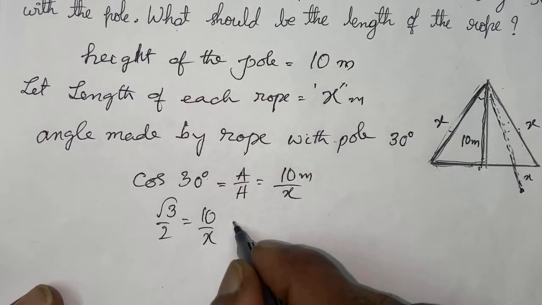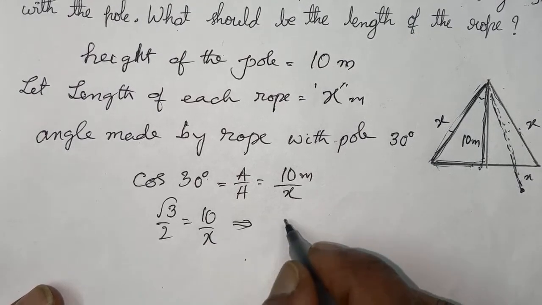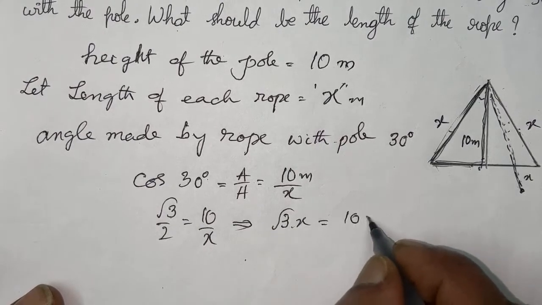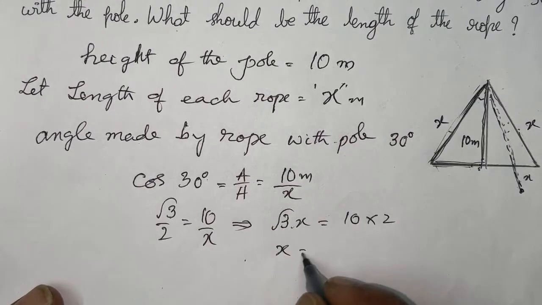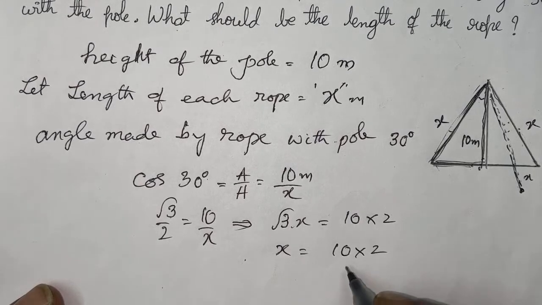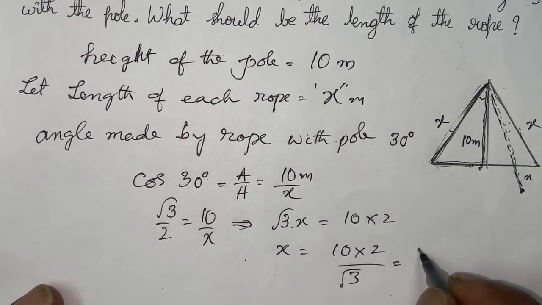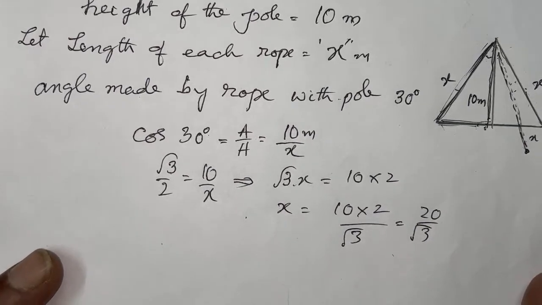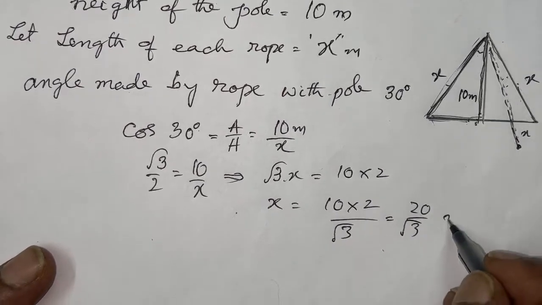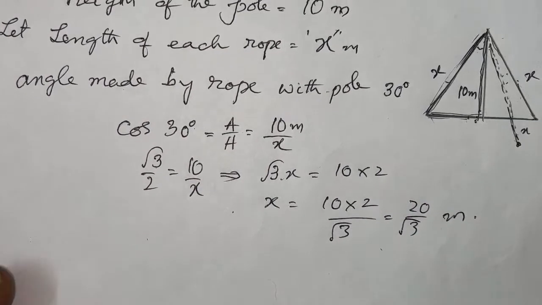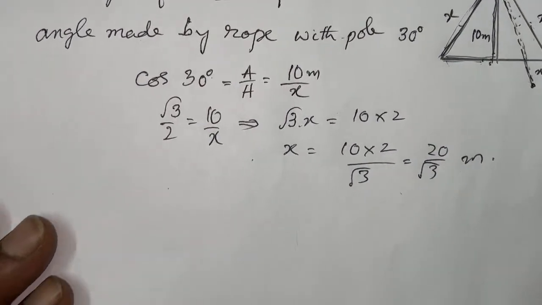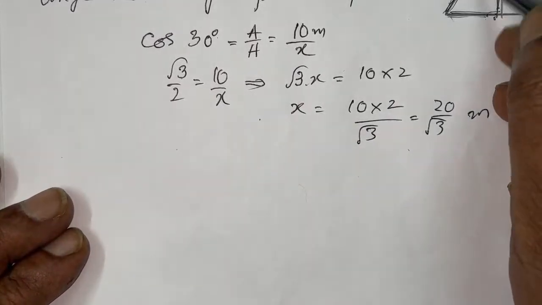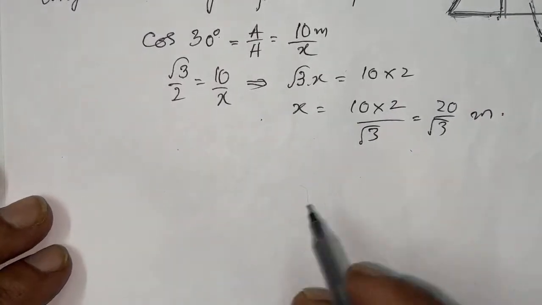Now, cross multiplication implies root 3 x is equal to 10 into 2. x is equal to 10 into 2 by root 3, which is 20 by root 3. 20 by root 3 is the length of each rope. Easily we got what the length of each rope is.